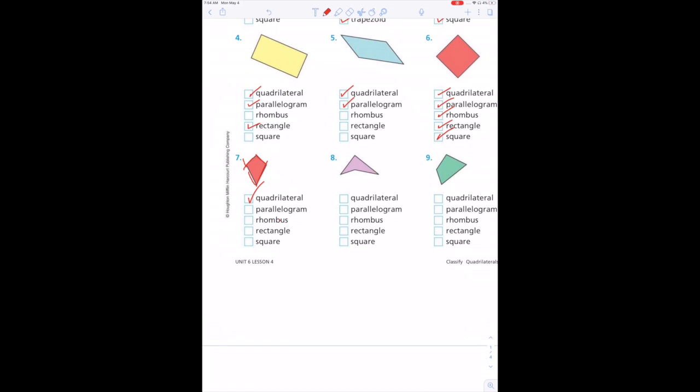Go ahead and pause. Okay, with 8 and 9, we can see the same thing. Quadrilateral, not a parallelogram. If it's not a parallelogram, it can't be a rhombus, can't be a rectangle, can't be a square. Same thing with number 9, because none of these lines are parallel to each other. Okay? All right. So we're going to continue practicing this a little bit more.